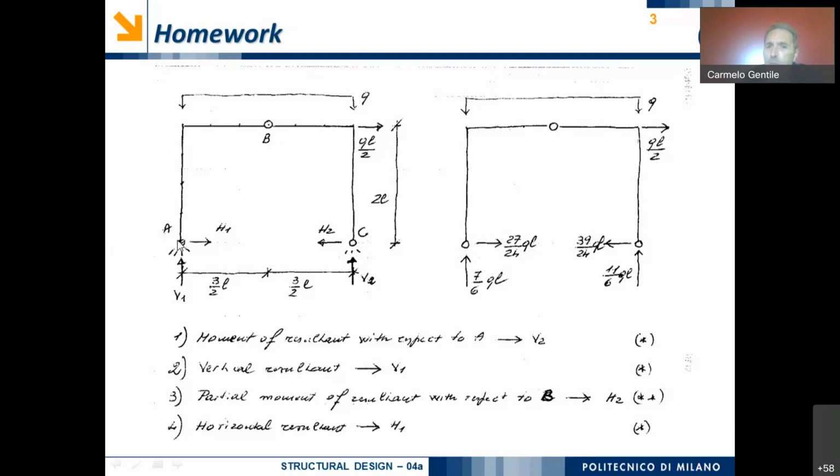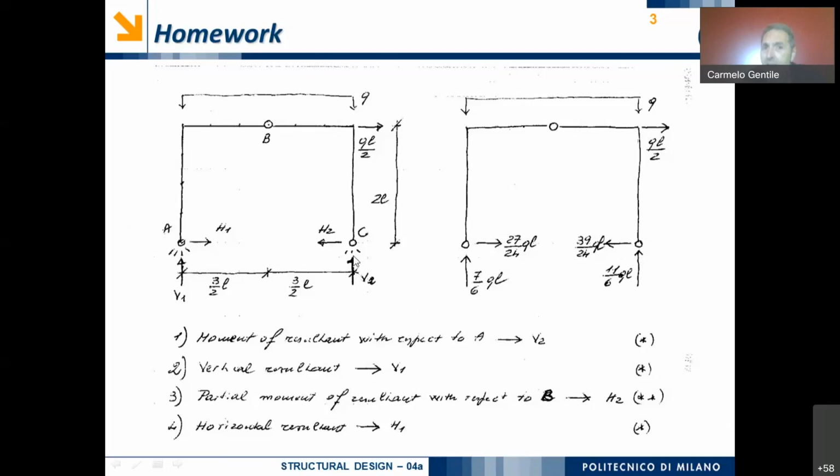Okay, so in order to evaluate the unknown reactions, first of all, we can take the moment resultant with respect to point A of the entire structure, because if we do this, the two external reactions in A are not part of this equilibrium equation. Also, the force I have called H2 is not part of this equilibrium equation, so the only unknown in this equation is V2. And so I can easily evaluate V2, and the value of V2 is equal to 11/6 times QL.